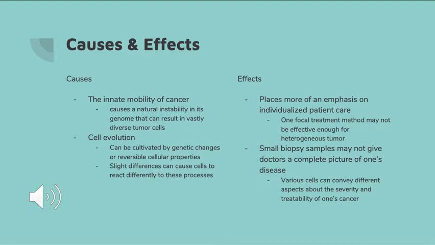One of the most pressing questions concerning this issue is why. Why do certain tumors behave in such non-uniform ways? The two leading explanations for this are cancer mobility and cell evolution. Since cancer is not stagnant, but instead mobile, it creates instability within its genome that can cause cell diversity. The natural evolution of cells is also a dominant contributor, as some cells are more susceptible to genetic changes and developing reversible properties.